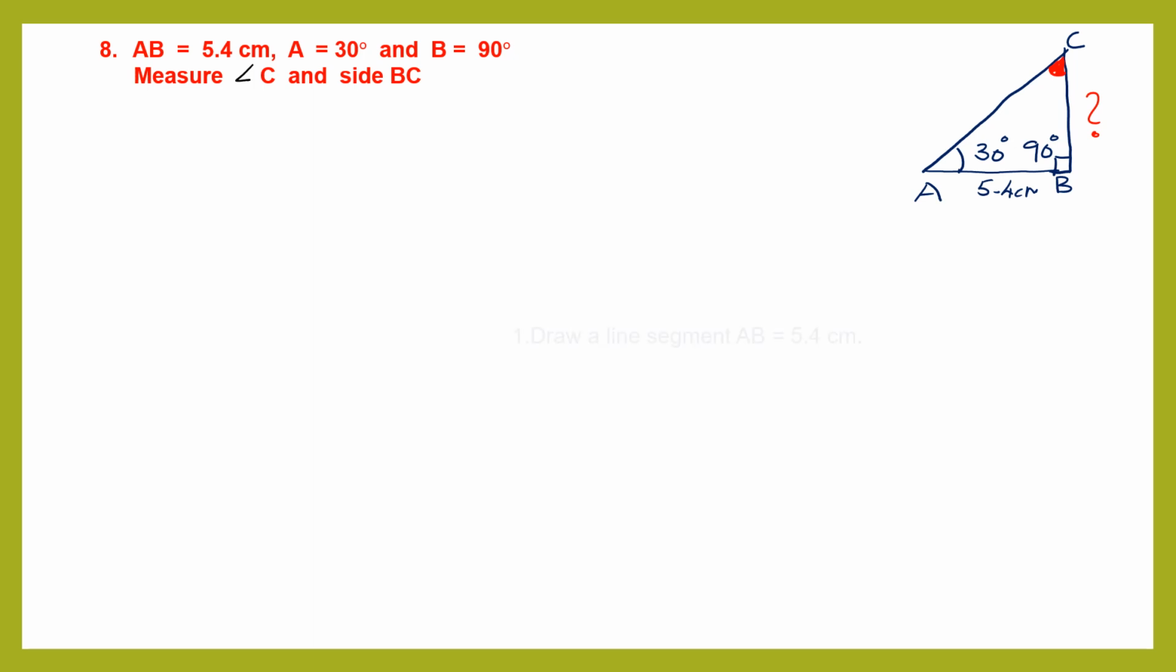So let's begin. Draw a line segment AB equals 5.4 centimeters. That's the first step, A, B, and we have 5.4 centimeters. Now look at your rough figure. We need to get our angles now. We need to get 30 degrees. To get 30 degrees, you must first draw an angle of 60 degrees. So construct that with the help of your compass.